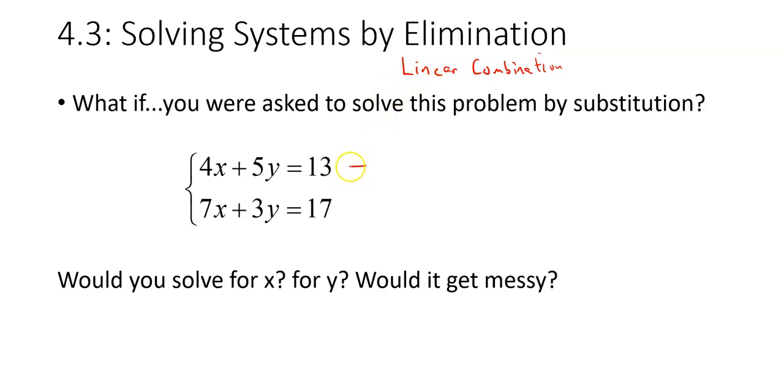Suppose we took this top one here. We tried solving it for x. We'd get 4x equals negative 5y plus 13. Then we would divide everything through by 4. And we would get x equals negative 5/4 y plus 13/4. Then we'd have to substitute that into here. So we multiply 7 by negative 5/4 and 7 by 13/4, and then find common denominators with the 3y.